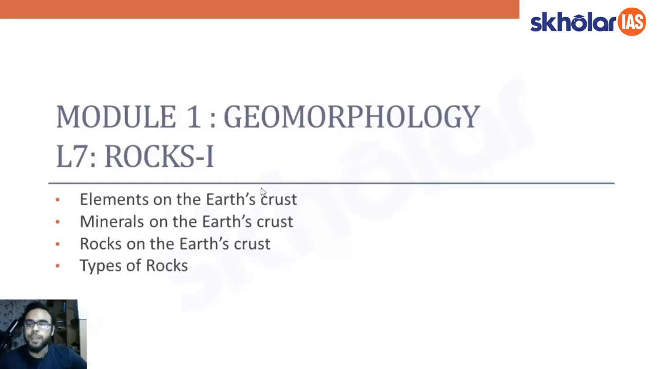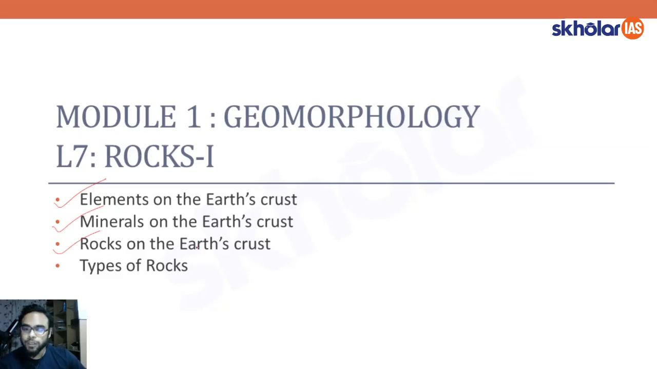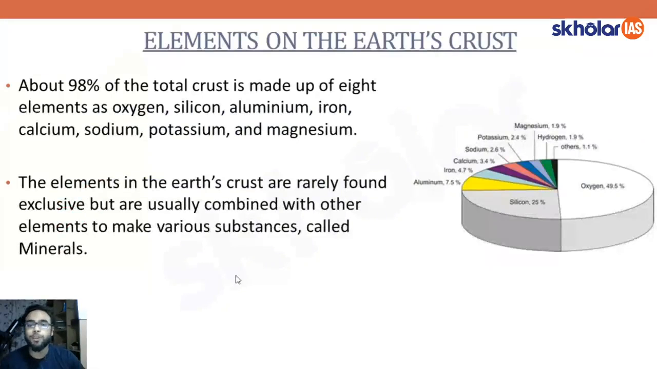So in the last class, we talked about geomagnetism, and moving on from that topic, today we are going to talk about the rock system of the Earth. In today's class, the first thing that we are going to talk about is elements on the Earth's crust. After understanding elements on the Earth's crust, we'll go on to understand the minerals on the Earth's crust. Then we understand the rocks on the Earth's crust, and finally we'll talk about the different types of rocks that are found on the Earth's crust. So the first thing that we'll talk about is elements on the Earth's crust.